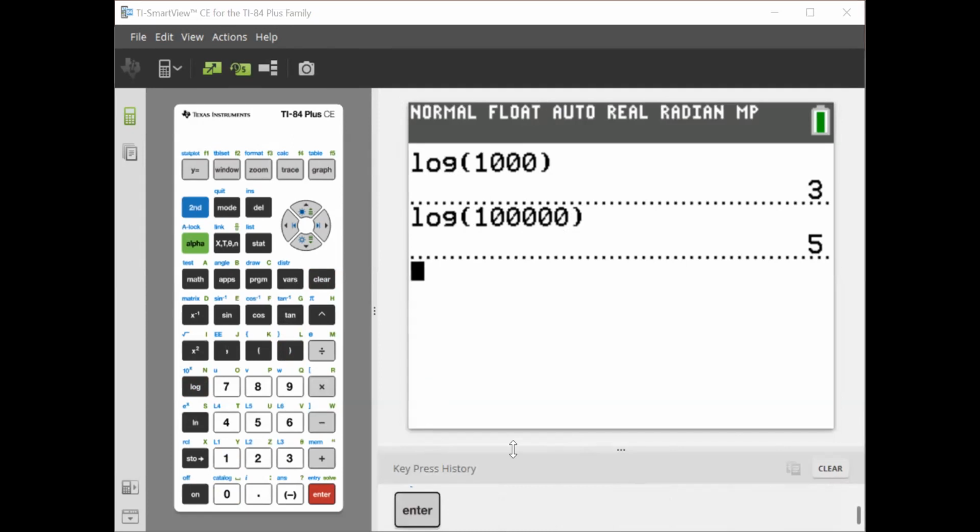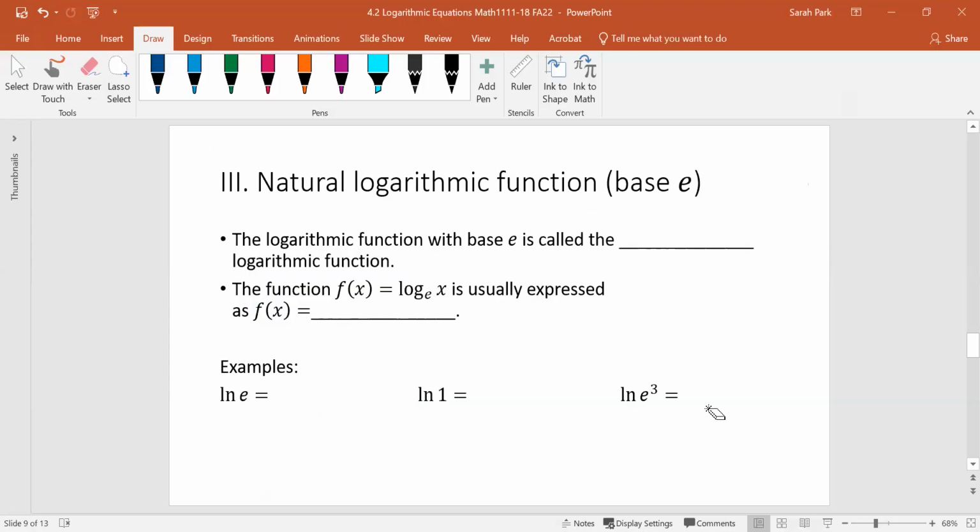Okay, let's go back to our main page and go to the natural logarithmic function. And here the logarithmic function with base e is called the natural logarithmic function. And we usually express log base e of x as f of x equals ln of x. So just think of this as a shorthand form of log base e of x.